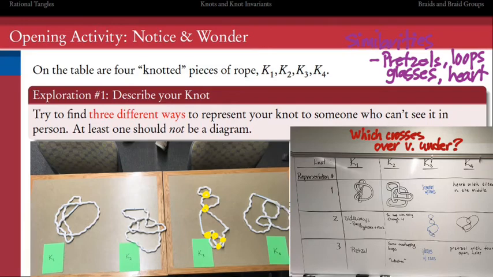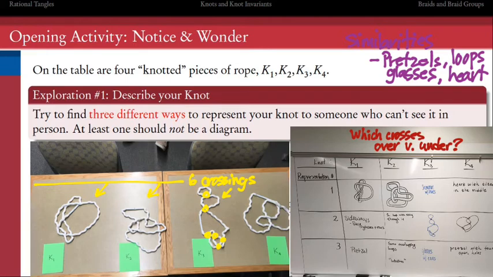Which is actually the same amount as K1. And K2. So all three of these knots have 6 crossings. That's interesting. Are they the same knots as one another? I don't think so. That's a good question. We're going to get into that.